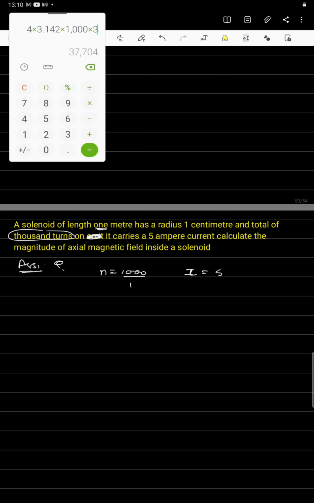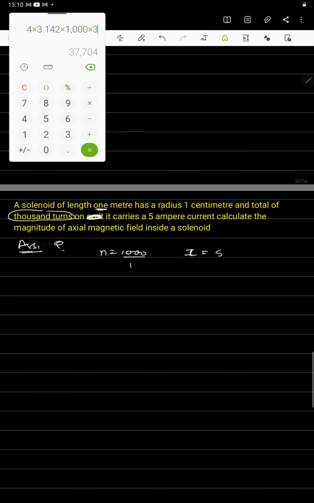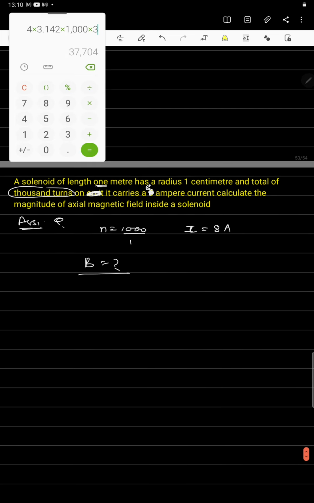I think the above question is similar. We'll change it a little bit here. This one will take 8 ampere current. So current is 8 ampere. Calculate the B value. So this is the assignment question.